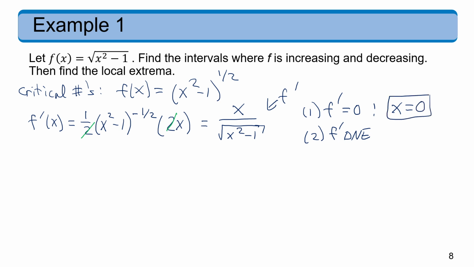Now let's look at values that make the derivative undefined. Because we have a fraction here, this would be undefined if the denominator were 0. So you want to think what values of x would make the denominator equal to 0, and that would be either 1 or negative 1.